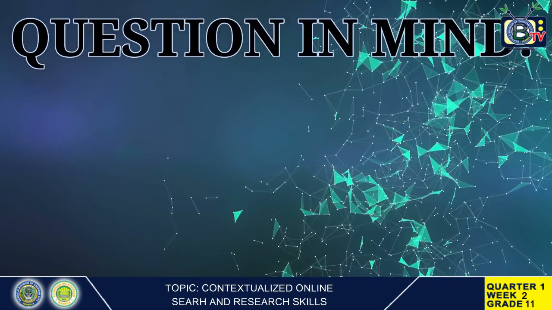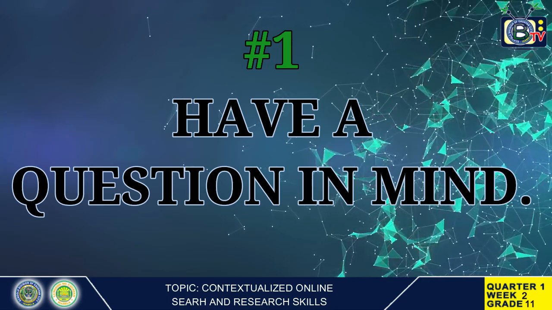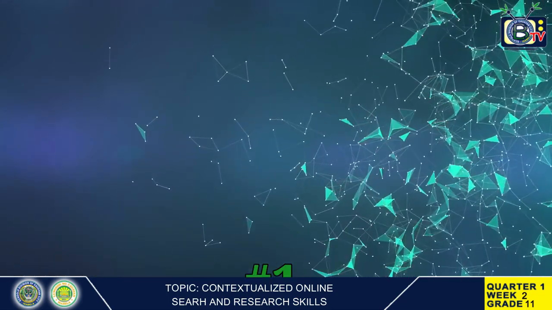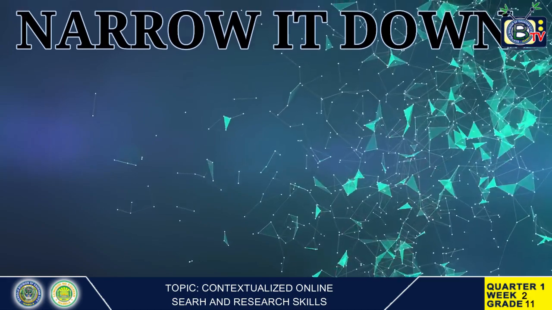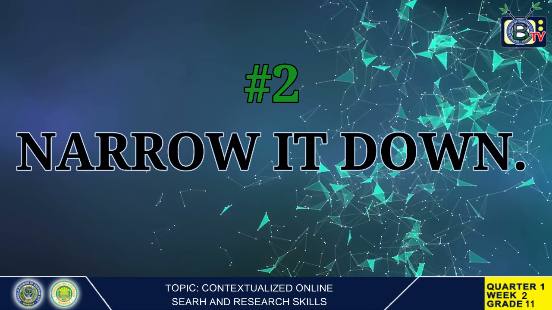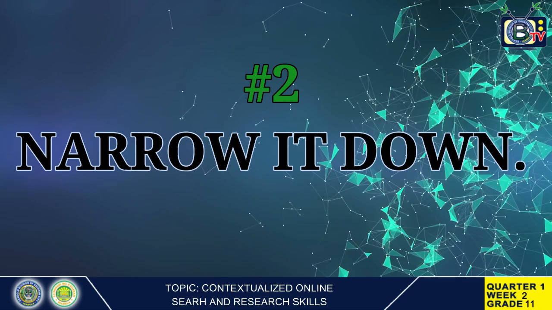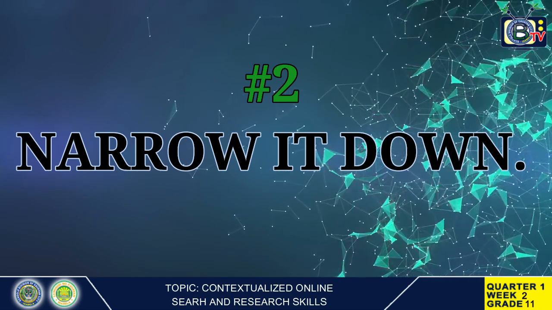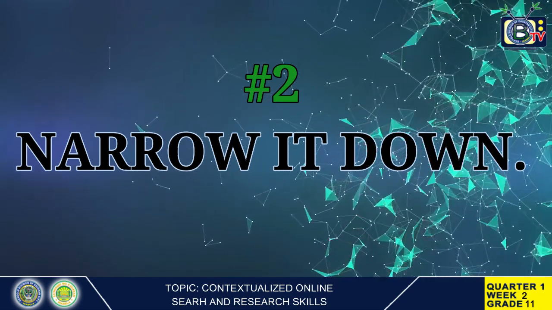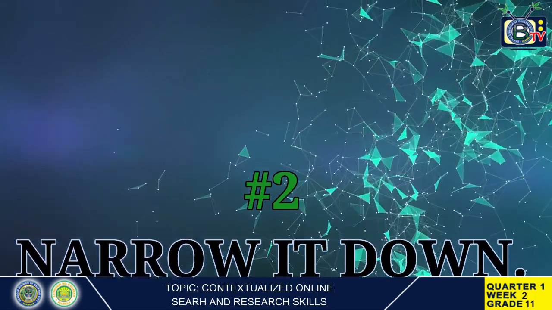Here are the tips that you can use in conducting online research. Number 1, have a question in mind. You really have to focus on a question you want to answer. Number 2, narrow it down. Be specific with the topic or idea you wish to search on. For example, if you want to search for the animation of Tom Sawyer, it is better to use Tom Sawyer the animation rather than just Tom Sawyer.